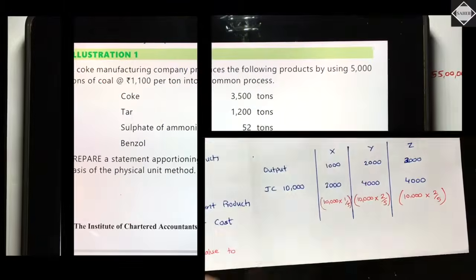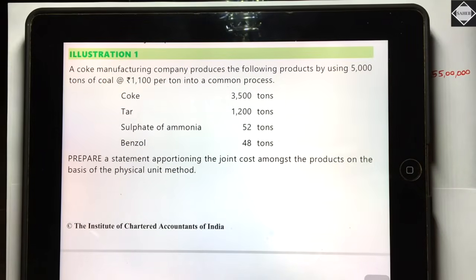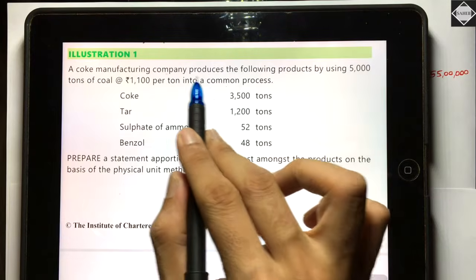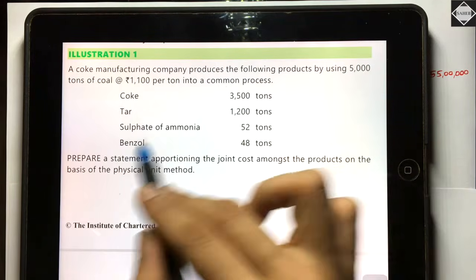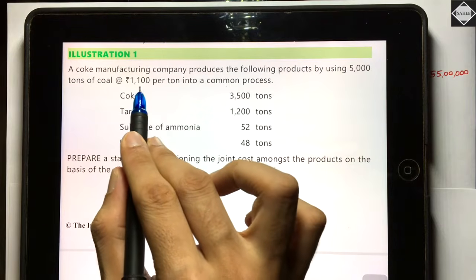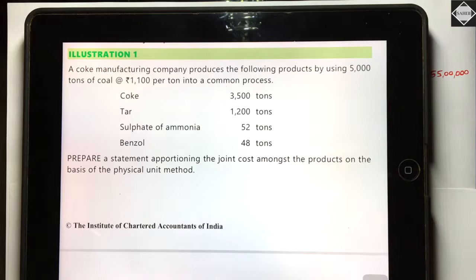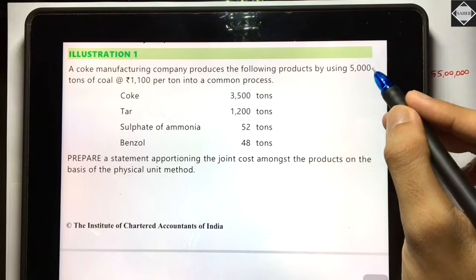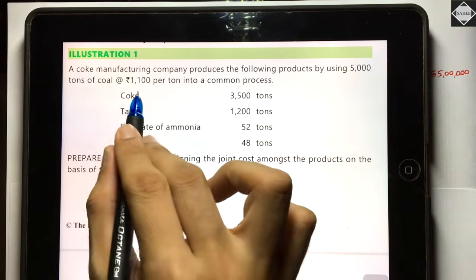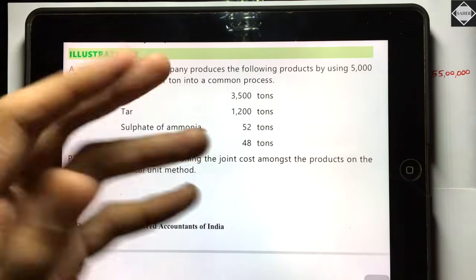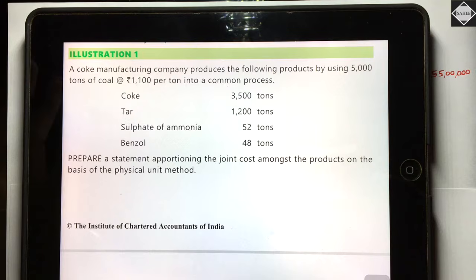Okay, fine. Now see, here we have illustration 1 from the ICAI module. So let's go through this. See here, a coke manufacturing company produces the following products, by using 5,000 tons of coal at 1,100 per ton into a common process. So from this first sentence you can understand what is the joint cost, isn't it? Because they have given you the input, the material cost. What is that? 5,000 tons of 1,100 per ton. So just multiply that, you will get the material cost, and only material cost is given over here. So that would be your entire joint cost.